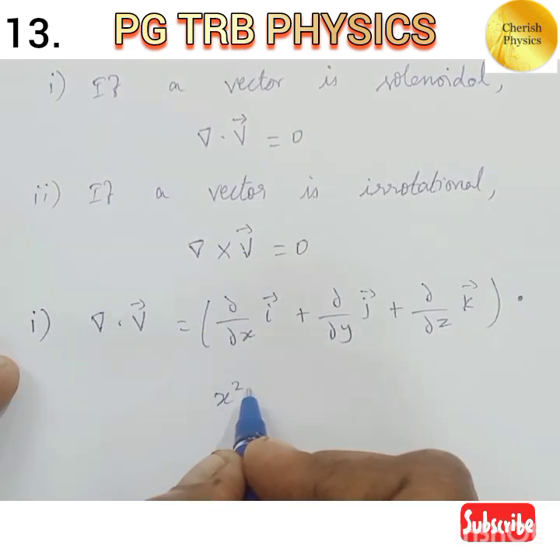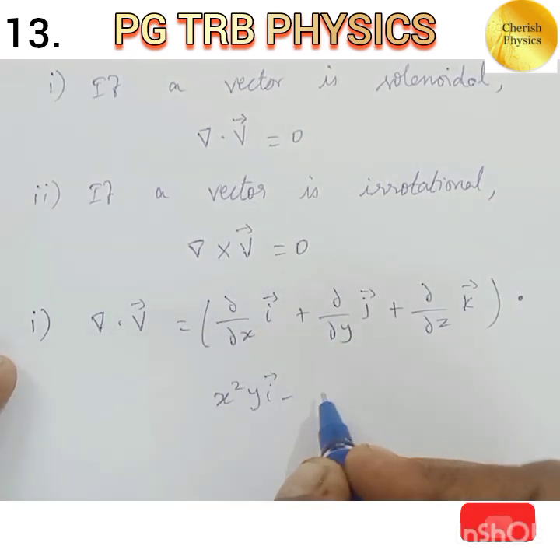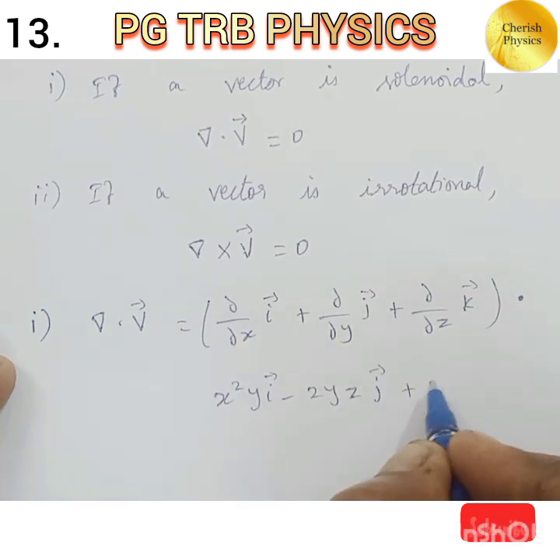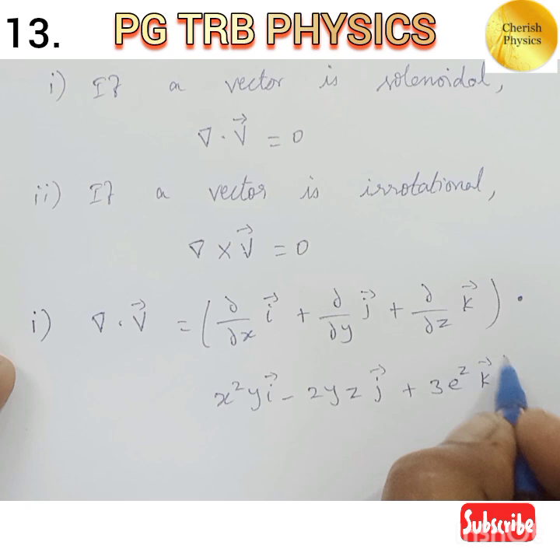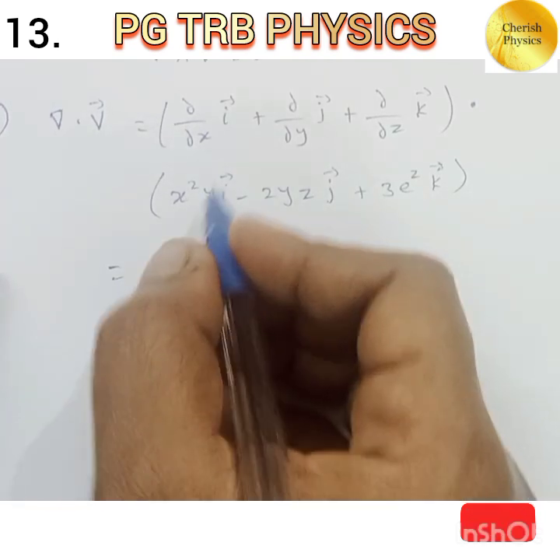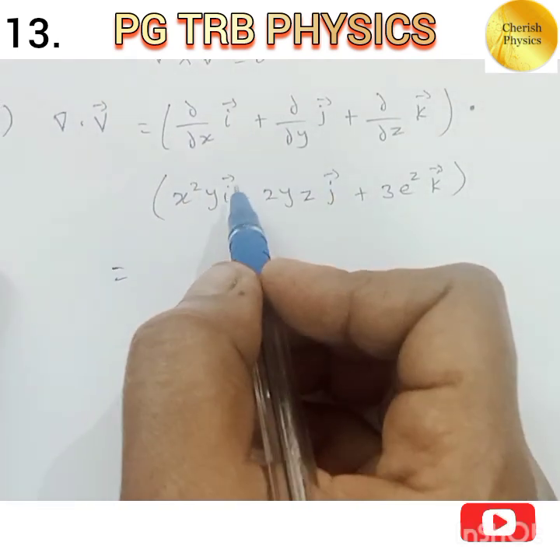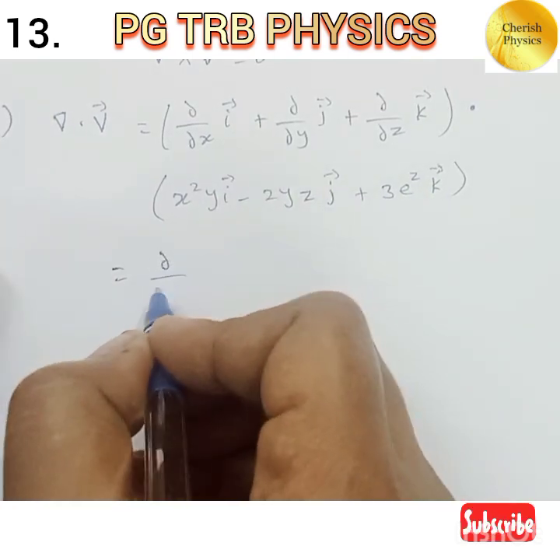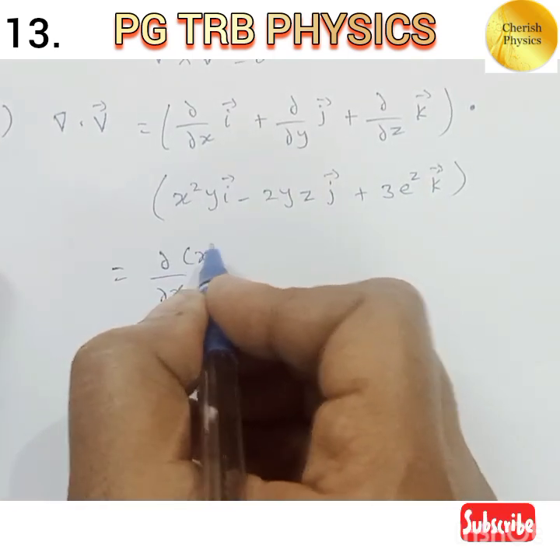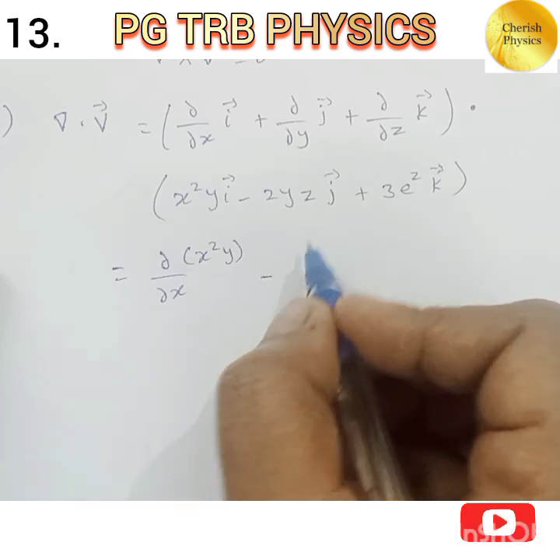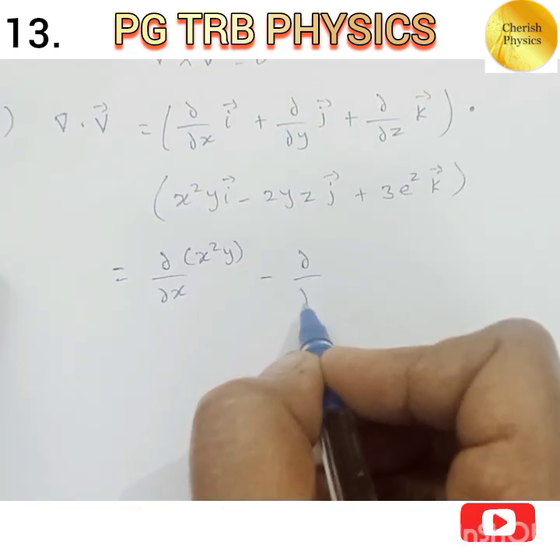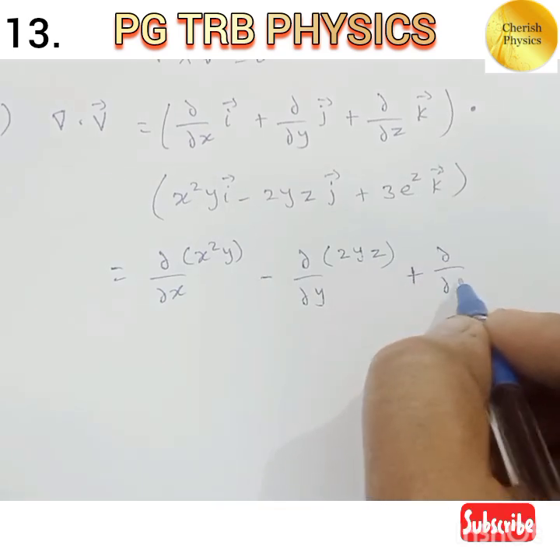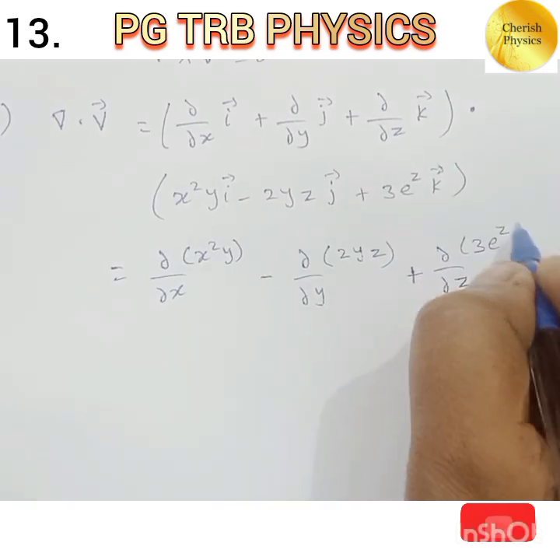Dot V value is x squared y into i vector minus 2yz into j vector plus 3 e to the power z into k vector. We know that i dot i is equal to 1 and i dot j and i dot k is equal to 0. Therefore, del dot V vector is equal to dou by dou x of x squared y minus dou by dou y of 2yz plus dou by dou z of 3 e to the power z.